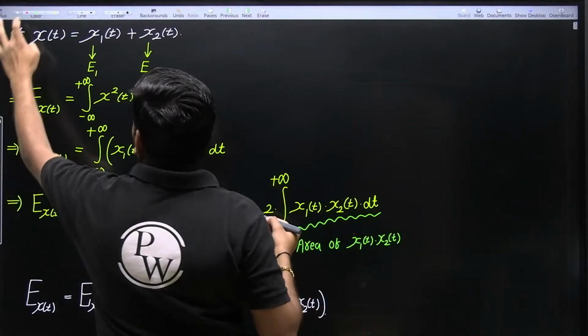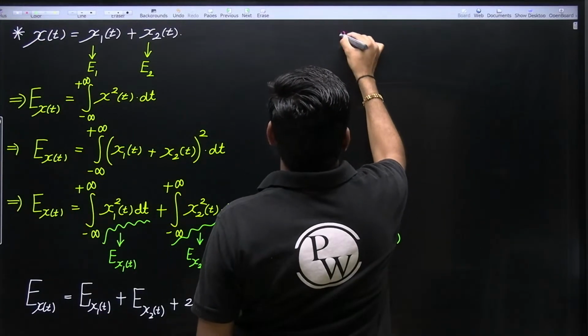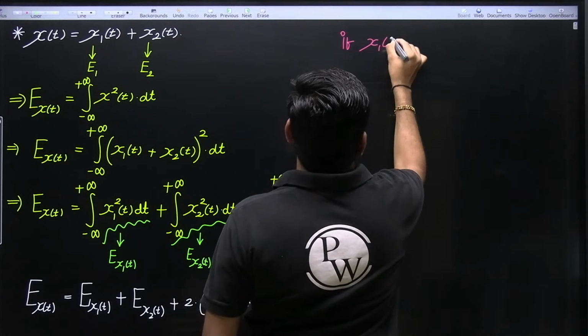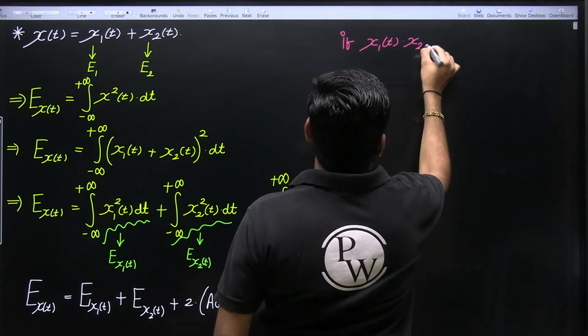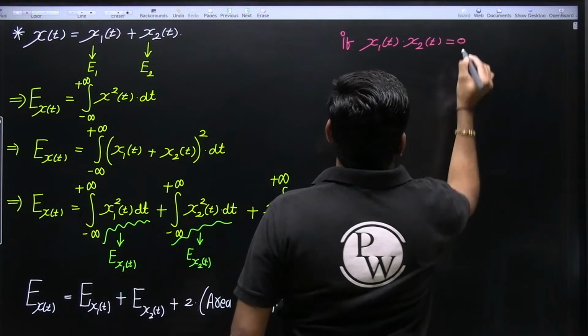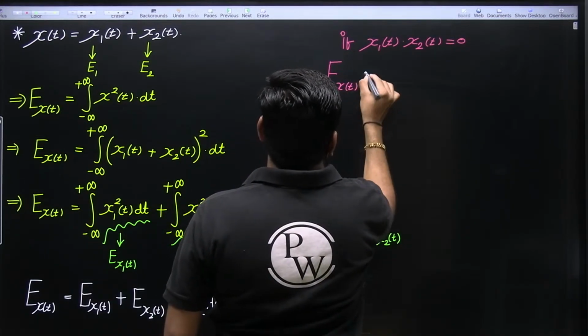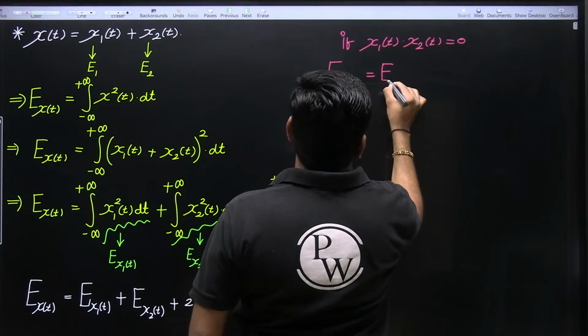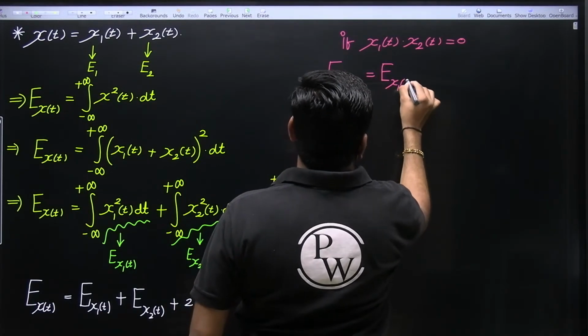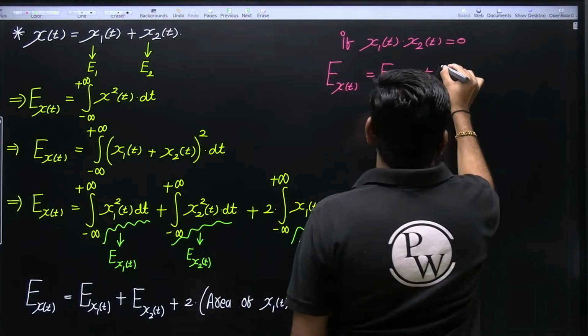So here we can write, if the multiplication of the two signals is 0, then the energy of x of t is the sum of the individual signal energies.